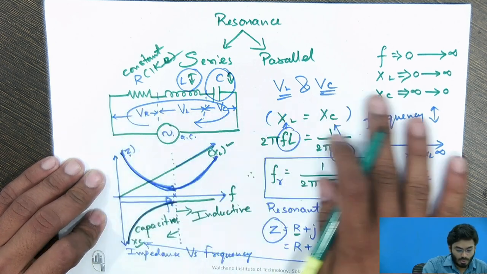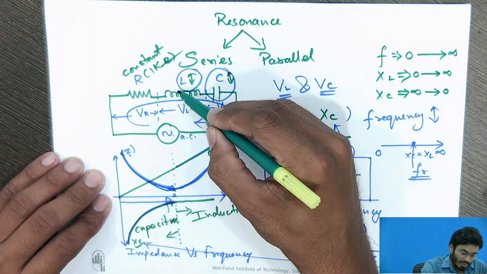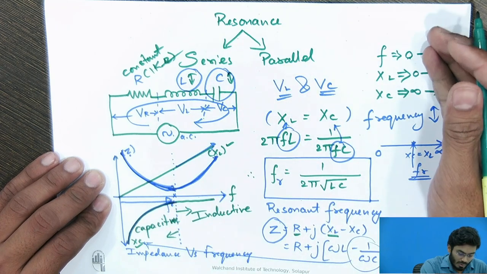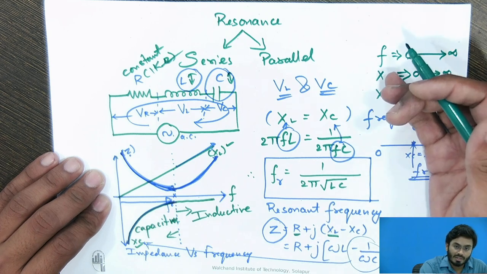So this is the overall variation and the dependency on frequency of a series resonant circuit, and we are going to work on how the voltages and currents vary in a given series resonant circuit in our upcoming video.